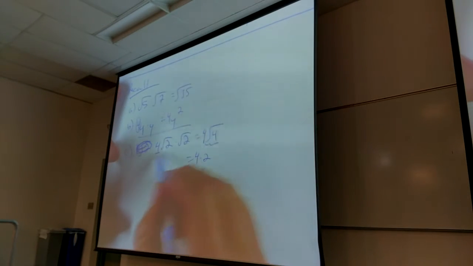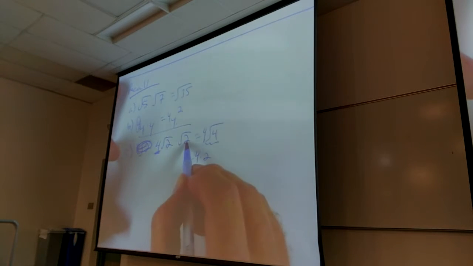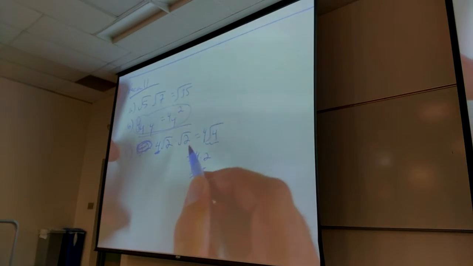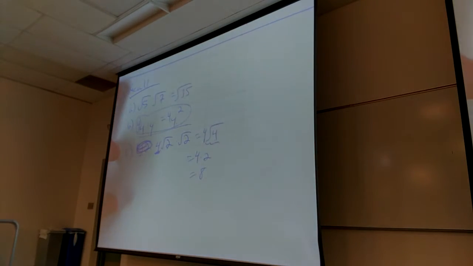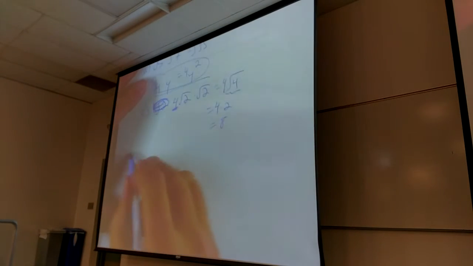So what can I do here? Can I do anything with that 4? No, there's no other number. But the rad 2 times rad 2 I can do. People always freak out about that, but it's the same thing we've been doing with variables forever. I don't care about the coefficient if there's only letters after that. That's all I care about. Put those things together.